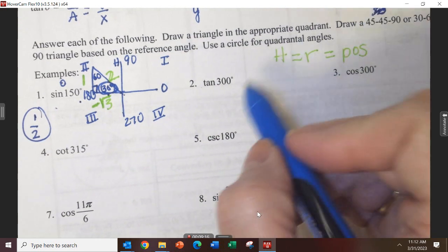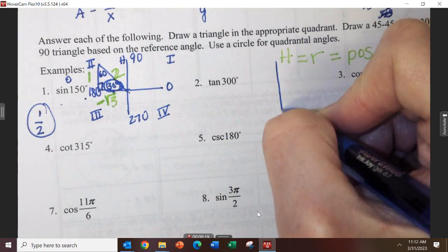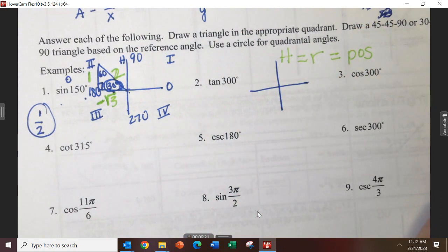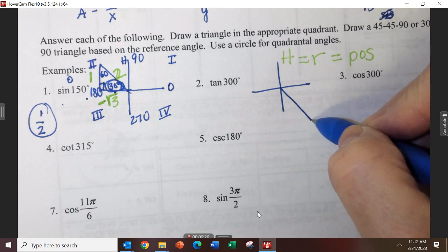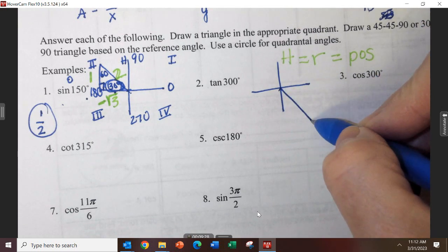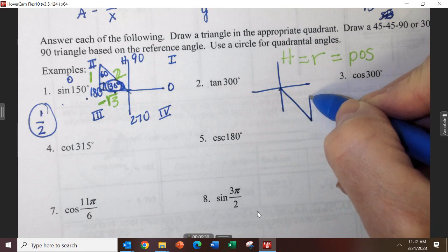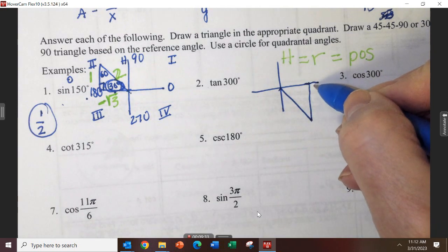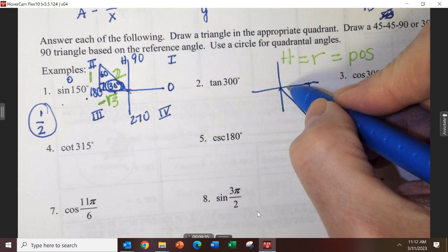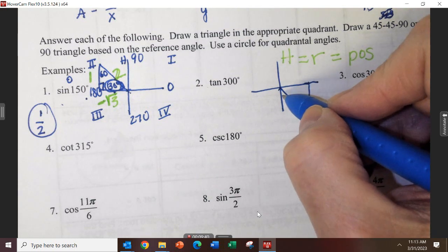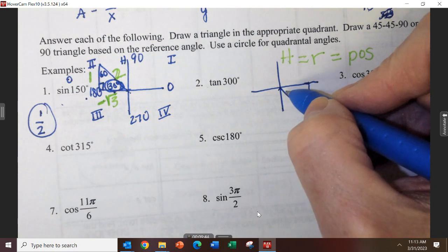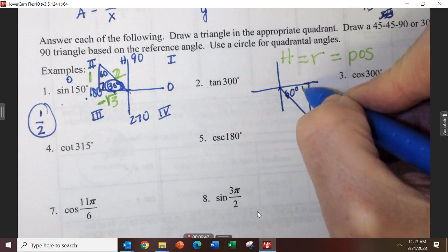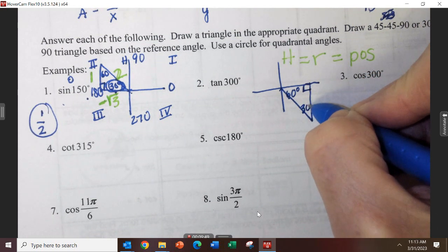300 degrees. Can you think of which quadrant 300 degrees is going to be in? Quadrant 4. I go from the origin out, and then I have to drop to the closest x-axis, which is there. What is that reference angle again? How far? 60. The reference angle always has to be between 0 and 90. From 300 to 360 is 60. That has to be 90. That has to be 30.